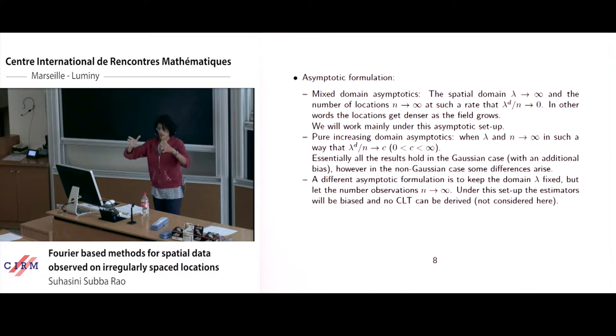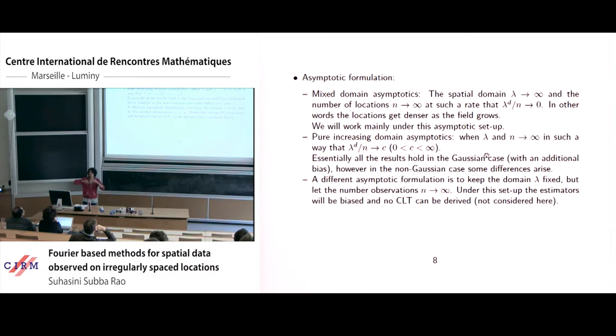That means we have observations in a lambda square, essentially, and we're going to let lambda grow to infinity. But we also have the number of observations in that lambda square, and there are n of them. We're going to let n grow to infinity too, but we're going to put a restriction on the rate: the number of observations grows to infinity at a slightly faster rate than lambda. This is known as mixed asymptotics. So we're getting denser and denser sampling as we increase the random field.